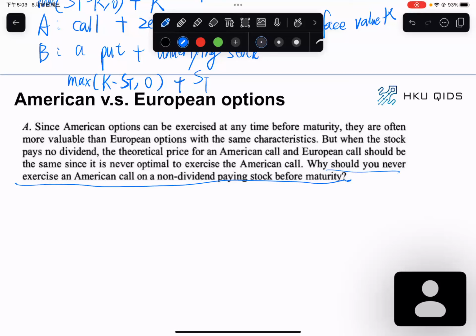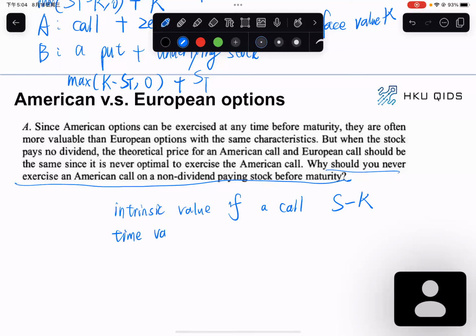Because if I exercise the call option, one intuitive way to explain that is that once I exercise it, I will only get the intrinsic value of a call, which is S minus K. But the point is, in the real market, the price also contains time value, which is positive for call and negative for put.